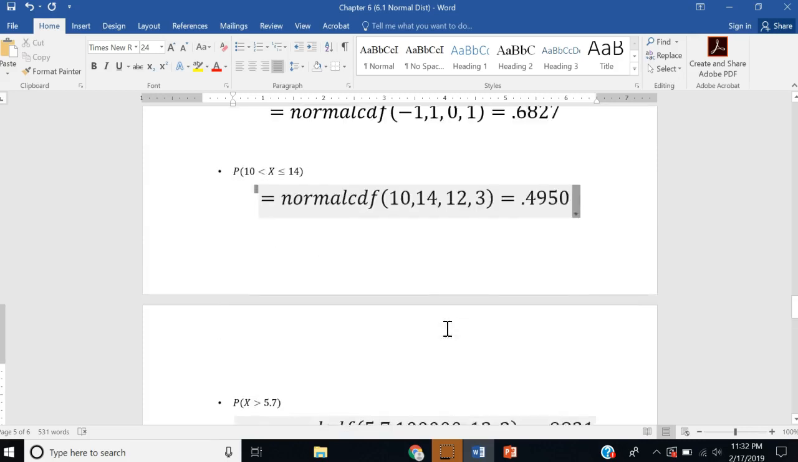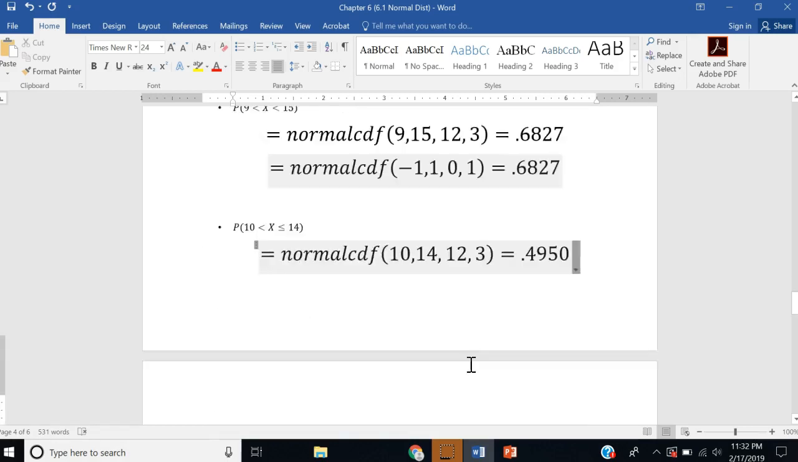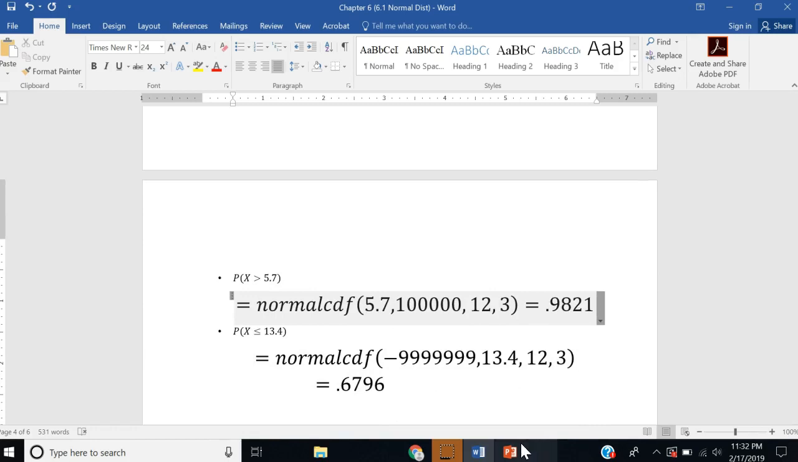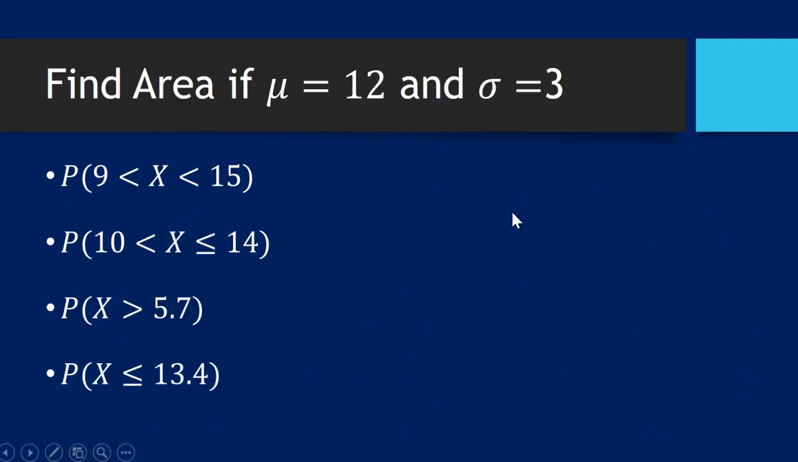So basically, the nice thing here is when we have a different mean and a different standard deviation, our normal CDF is going to work exactly the same. We just have to put a different mean other than 0 and a different standard deviation other than 1. Okay.